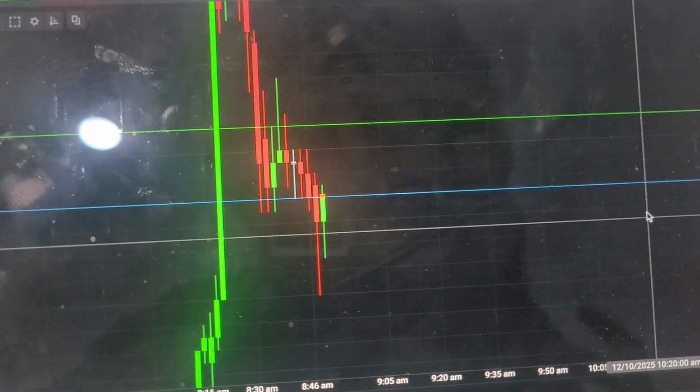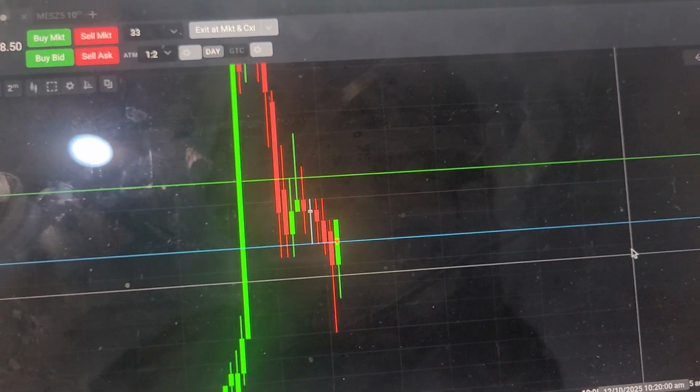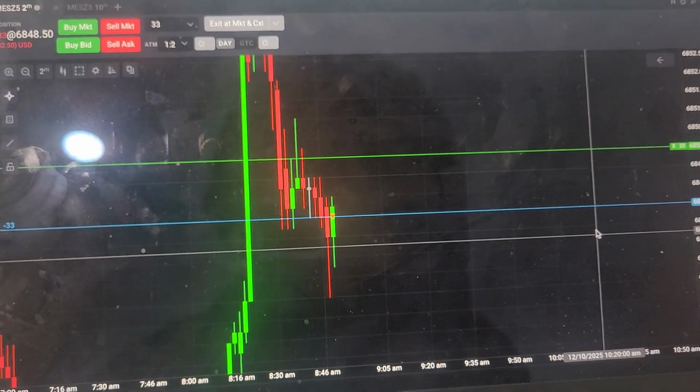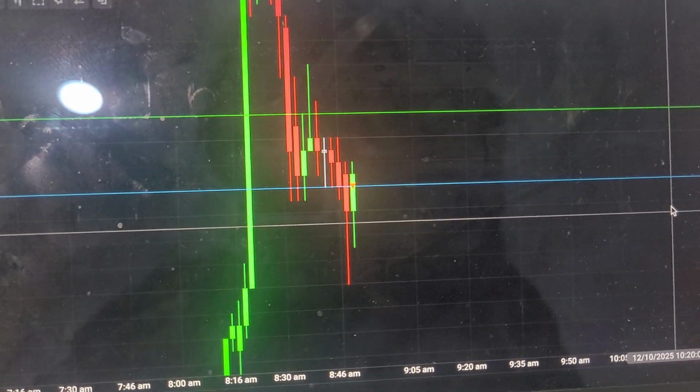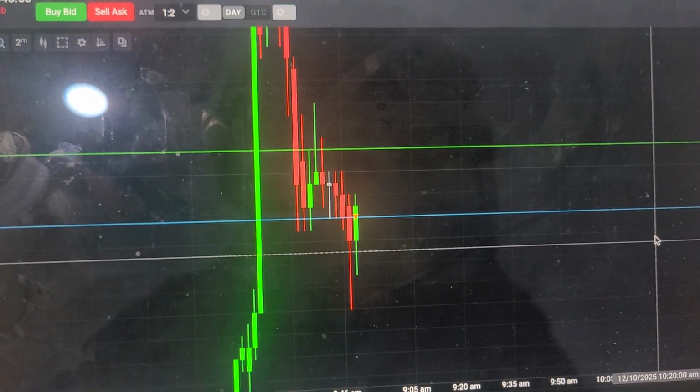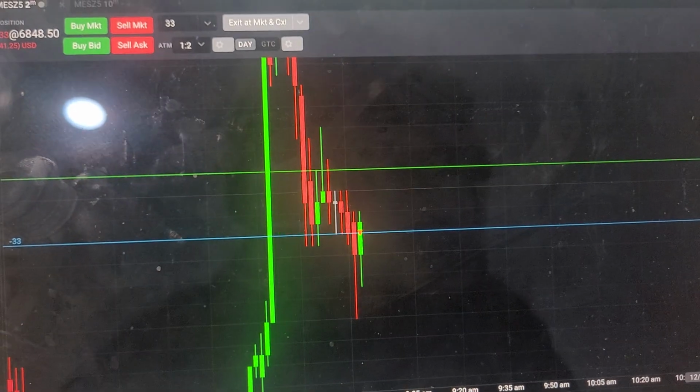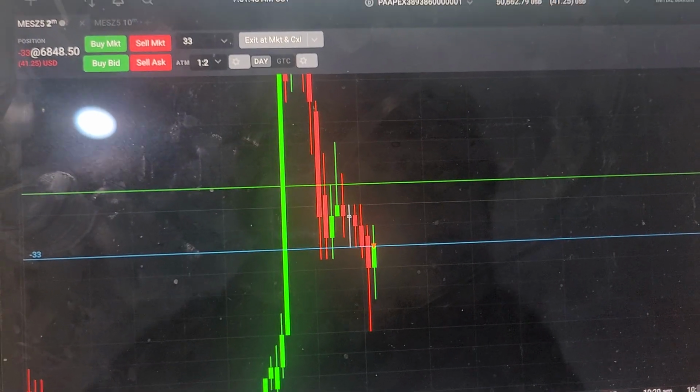Okay, so I just checked, the order filled. I think this trade is about to lose. I just checked the 10-minute and we tapped into a 10-minute fair value gap. So I think we're about to lose this trade, no lie.